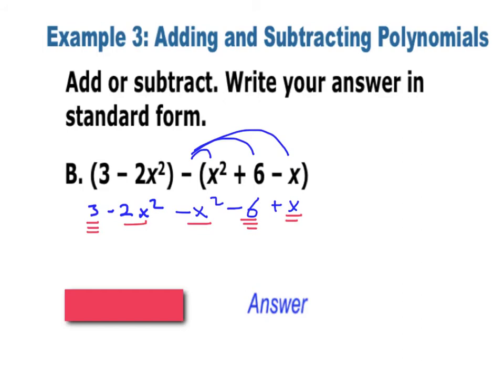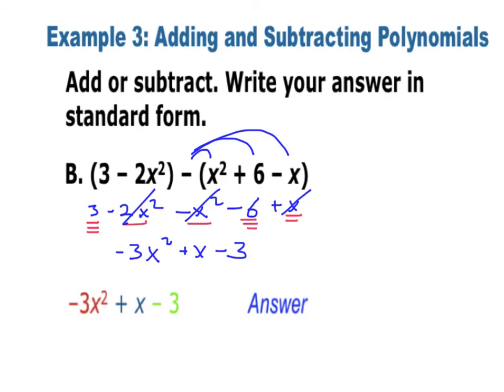So in adding it up, it looks like I have negative 3x to the second. Let's cross those out. And then I'm going to have plus 1x, or just x. And then I have 3 minus 6, which is minus 3. And there it is. Now let's see if we can uncover this and see if we did it right. And look at that, we did it right.